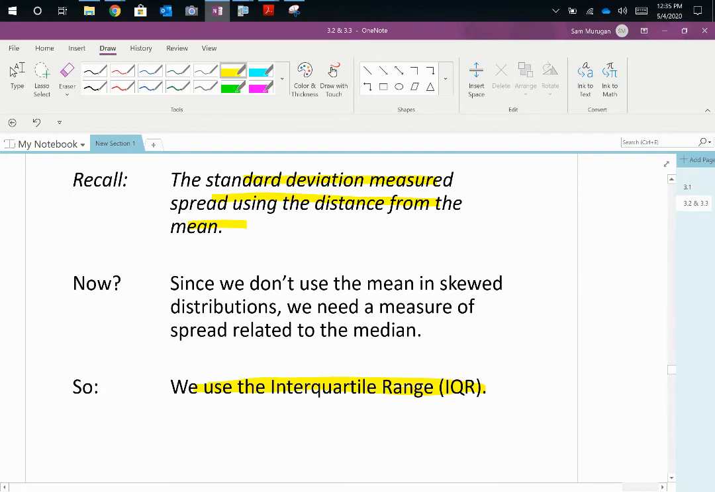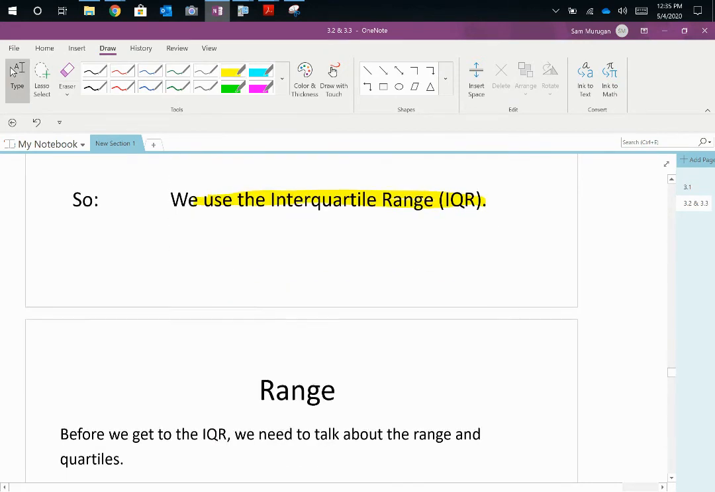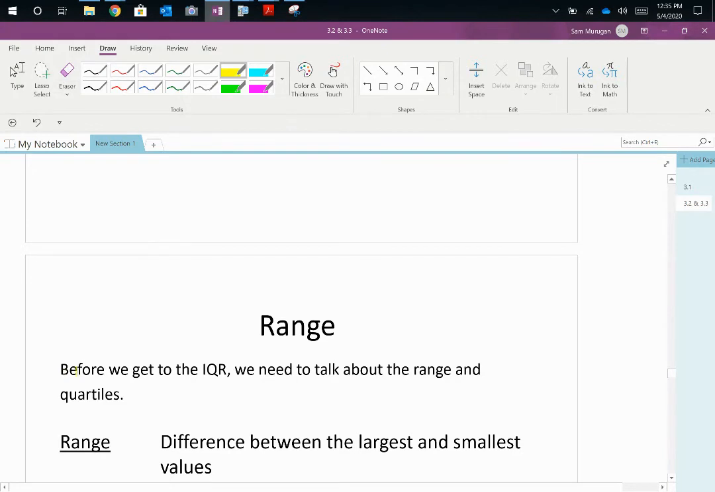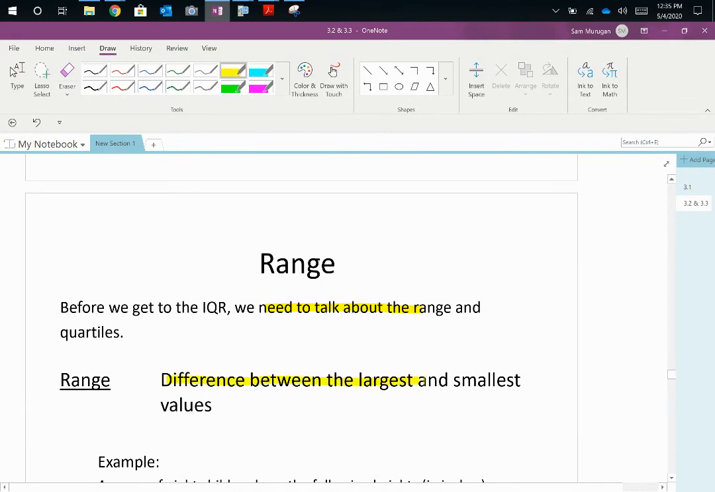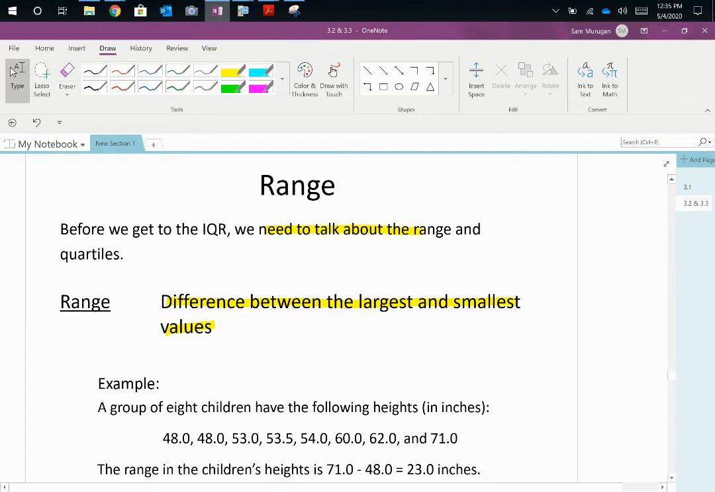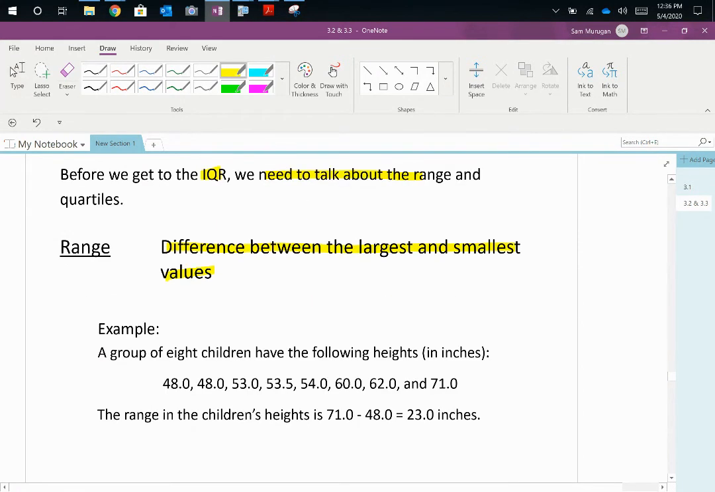To understand interquartile range, we need to first talk about what the range is. The range is the difference between the largest and the smallest values. Okay? And we're going to talk about interquartile range in a little bit. A group of 8 children have the following heights, and they're listed here. The smallest number is 48, the largest is 71. If we subtract the two, we have the range.